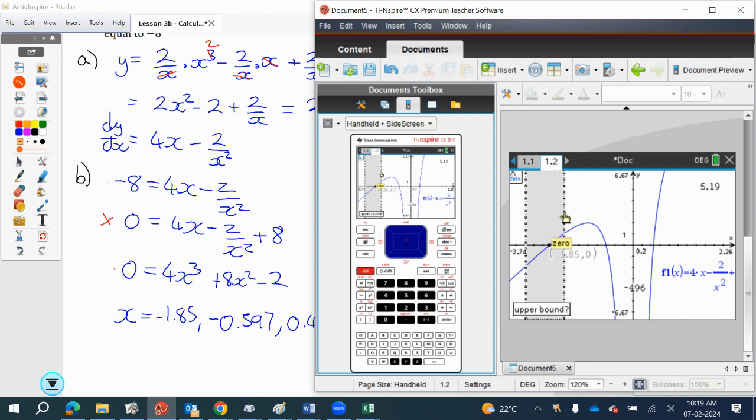But I'm not going to click. I'm just going to keep dragging across, a little bit further over here. Look, there's my second solution, minus 5.97. And then I'm going to keep dragging across, and that should pop up the final solution. So it's given me all 3 solutions there. That's a little bit quicker sometimes.